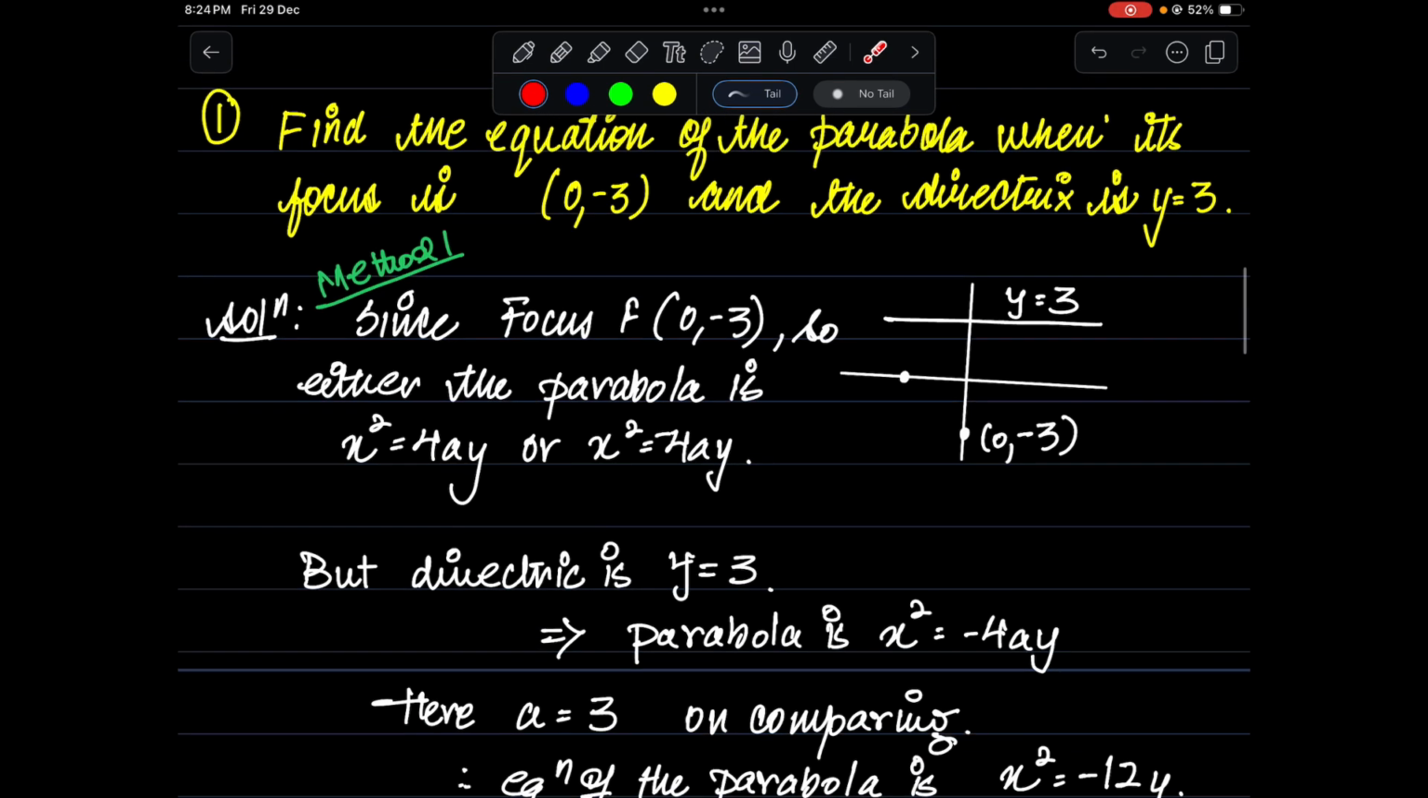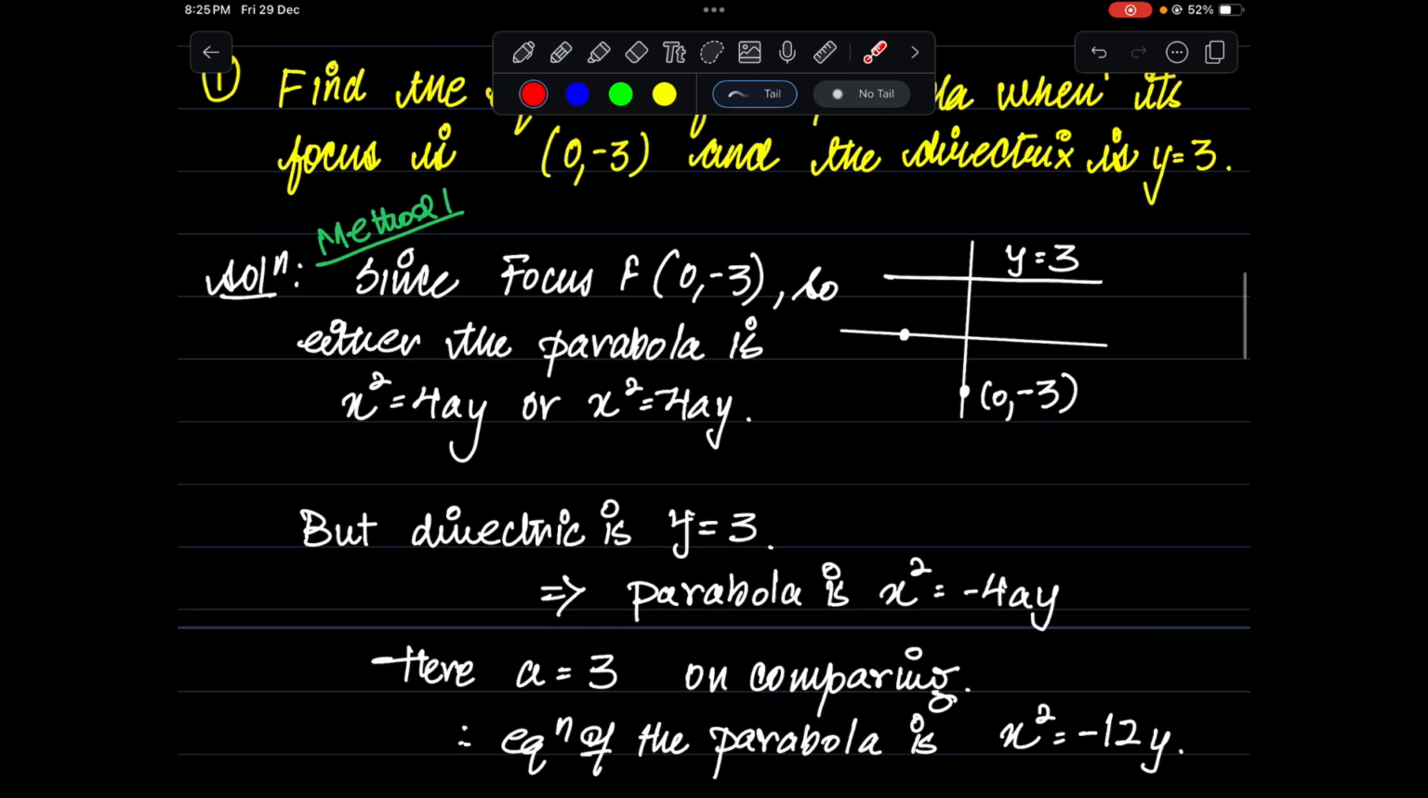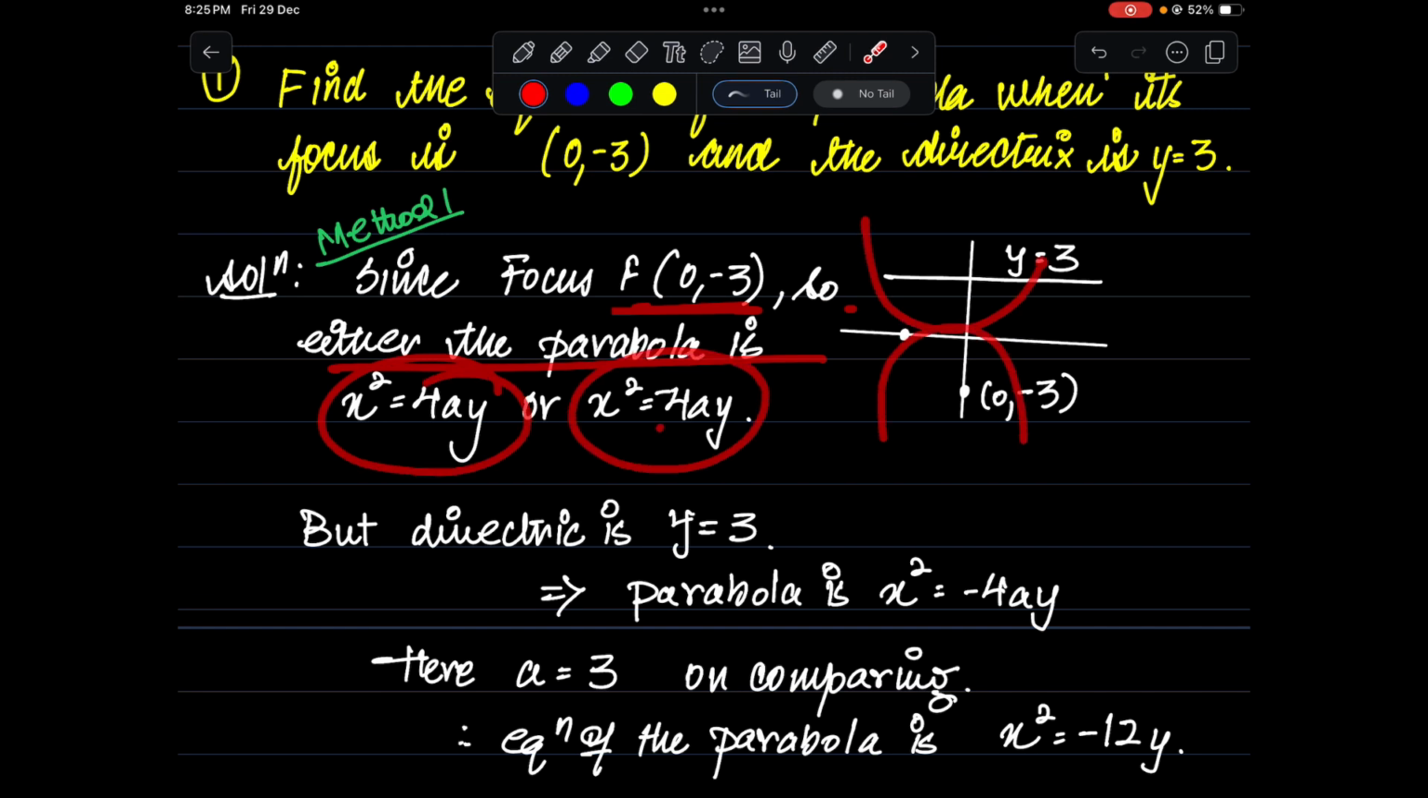So what they are doing is they are interpreting in the beginning. So they say the focus is 0 comma minus 3. The best thing to do while finding the equation using the first method is to better plot and get an idea how it's going to look like. So over here it's going to be here, 0 comma minus 3. When the focus is here and the directrix is this, I am quite sure this is going to look like this only. But how are you going to present? You will say the focus is this, so the parabola is again going to look either like this or like this. That means either this or this.